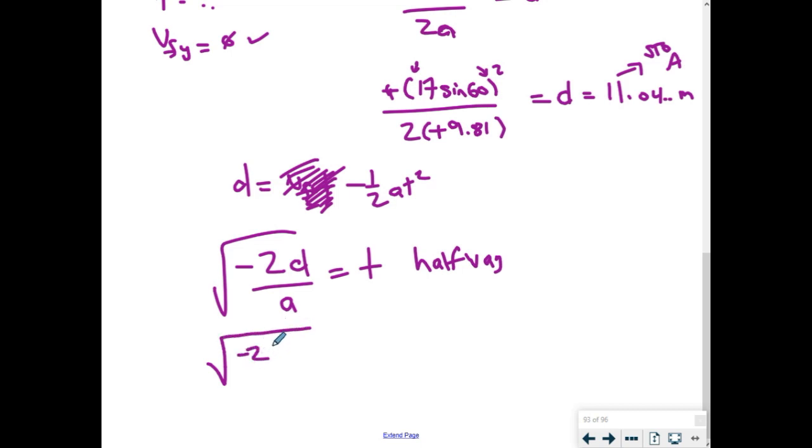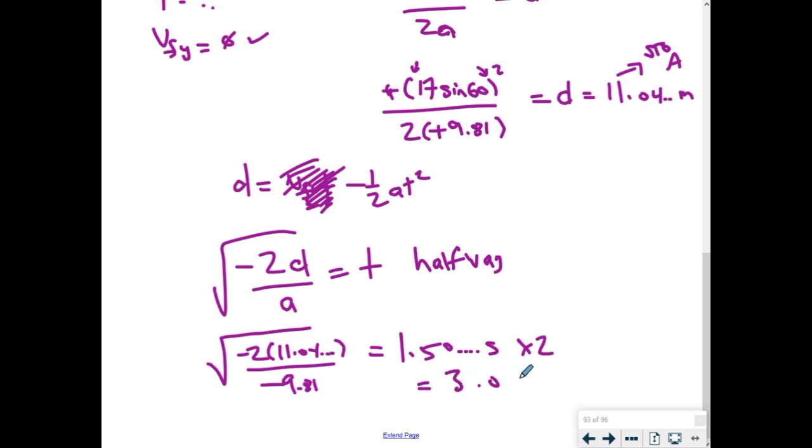So using this formula here, I now solve for D. D is actually 11.04, which I've saved, and my acceleration is still negative 9.81. So now I've solved for my time value. I'm going to square root negative 2 times 11.04, which I've saved as A, divided by negative 9.81. And I got a time value of 1.50 seconds, which I'm then going to double and basically make it 3.0 seconds for the ball to travel all the way there.